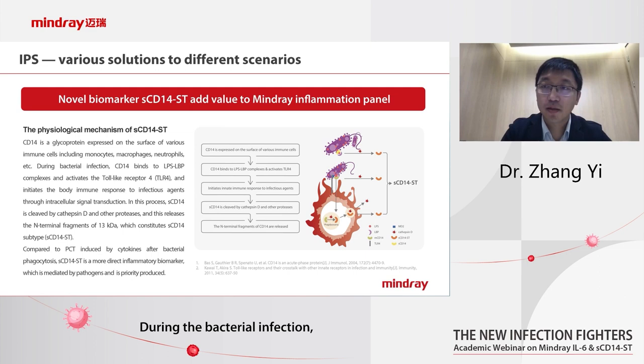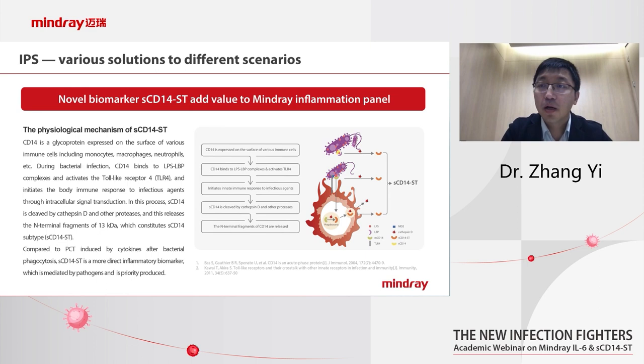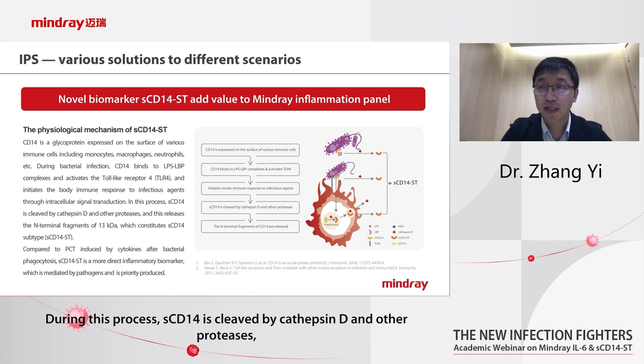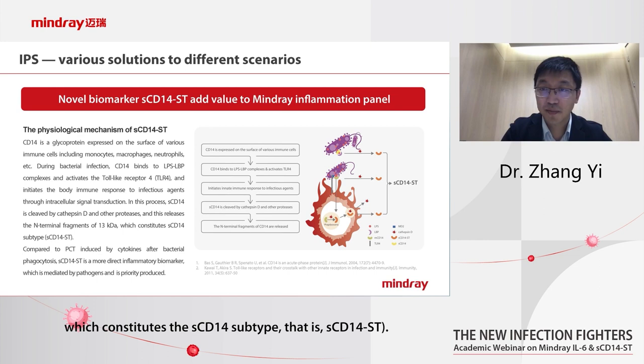During bacterial infection, CD14 binds to the LPS-LBP complex and activates toll-like receptor 4, TLR4, which further initiates the immune response to infectious pathogens through intracellular signal transduction. During this process, sCD14 is cleaved by cathepsin D and other proteases, and this cleavage releases the N-terminal fragment of CD14 with 13 kDa, which constitutes the sCD14 subtype, that is sCD14-ST. Compared to PCT induced by cytokines after bacterial phagocytosis, sCD14-ST is a direct biomarker after the invasion of bacteria, which is mediated by pathogens and is produced in early stages.